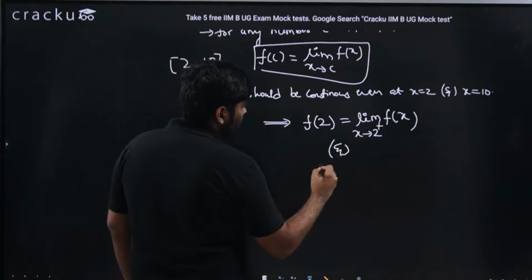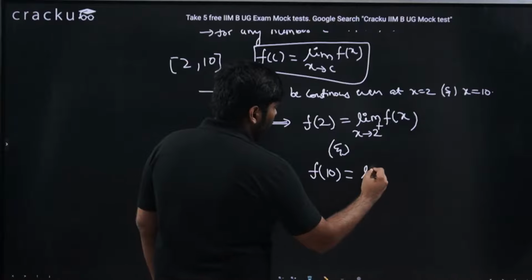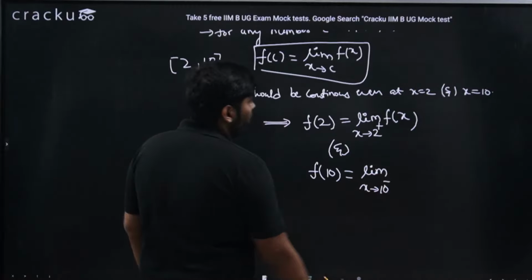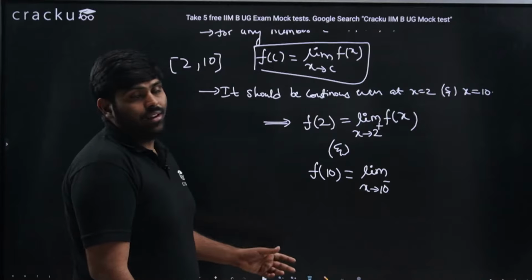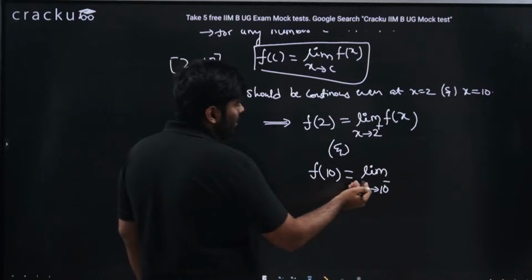Similarly, f of 10, which is defined, should be equal to the limit as x tends to 10 minus. Now we will be discussing the left hand limit, because there doesn't exist a right hand. 10 is the last point, you can't go to 10.001, whereas you can take 9.999.